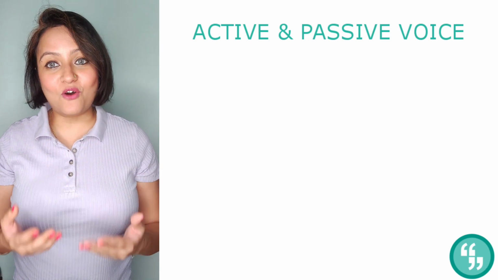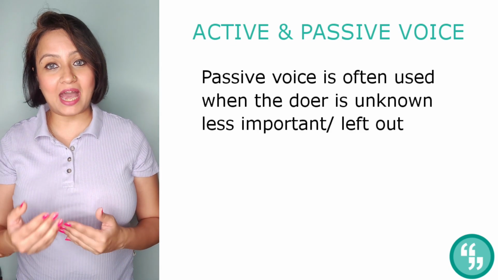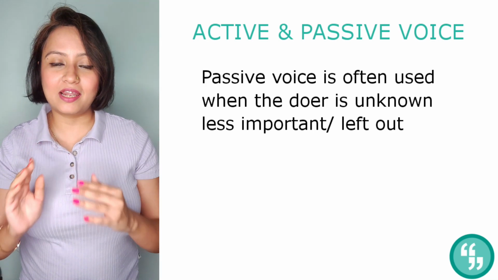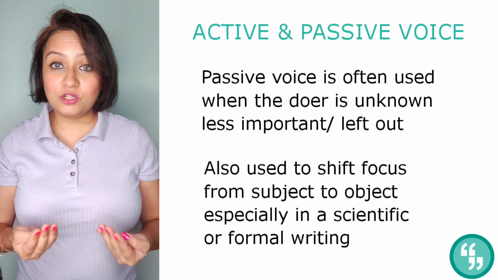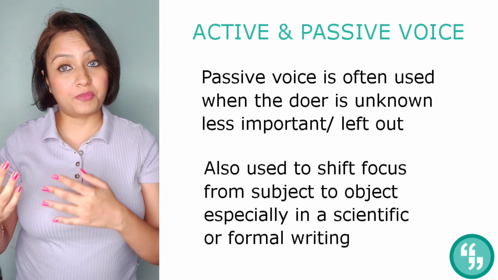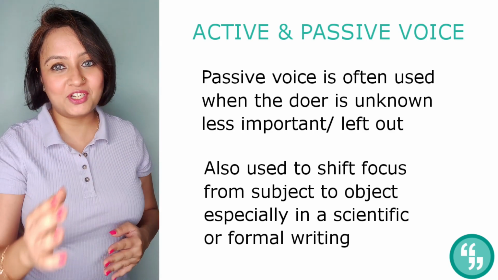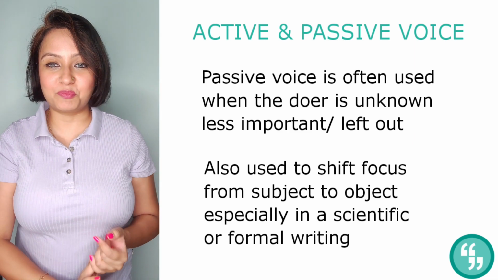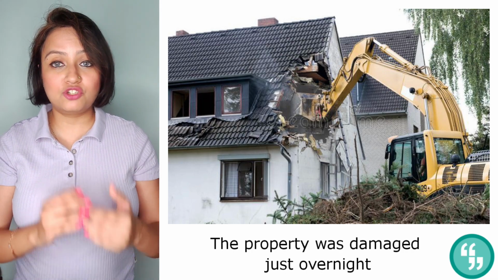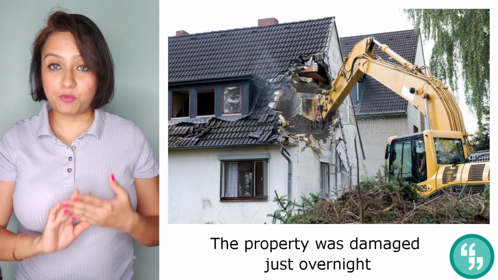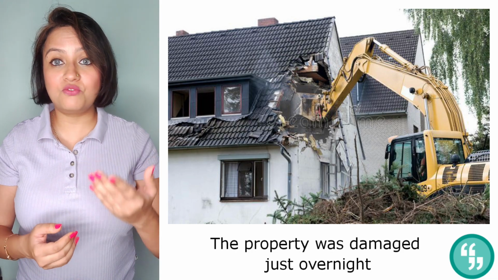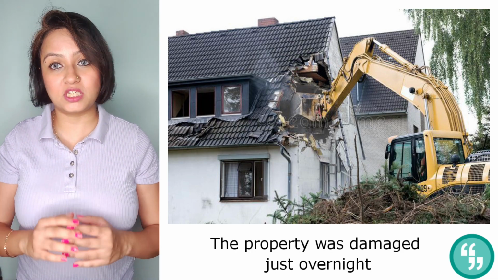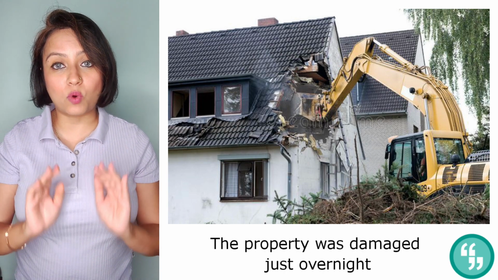Passive voice is often used when the doer of the action is unknown, less important, or left out. It can also be useful to shift the focus from the subject to the object, especially in scientific or formal writing. Let us look at an example. The property was damaged just overnight. Here, we know the receiver of the action is property, but we don't know who or what did it.